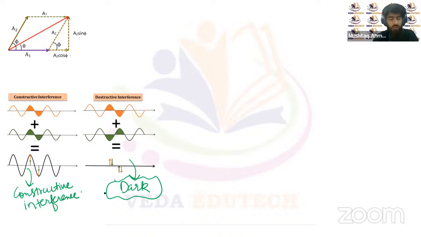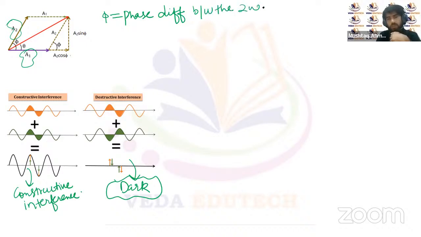Now let's see how we can calculate the intensity of two different light sources upon interference. Say there are two coherent light sources, one of amplitude A1 and another of amplitude A2, and the phase difference between these two light waves is phi, a constant phase difference. So phi is the phase difference between the two waves.